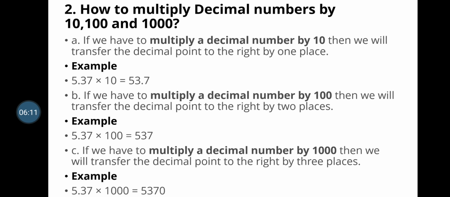So now let's see the same example, 5.37 into 1000. We only have two decimal places, 37. But we are multiplying with 1000, so after the decimal point, one more zero will be added. So the final answer will be 5370.